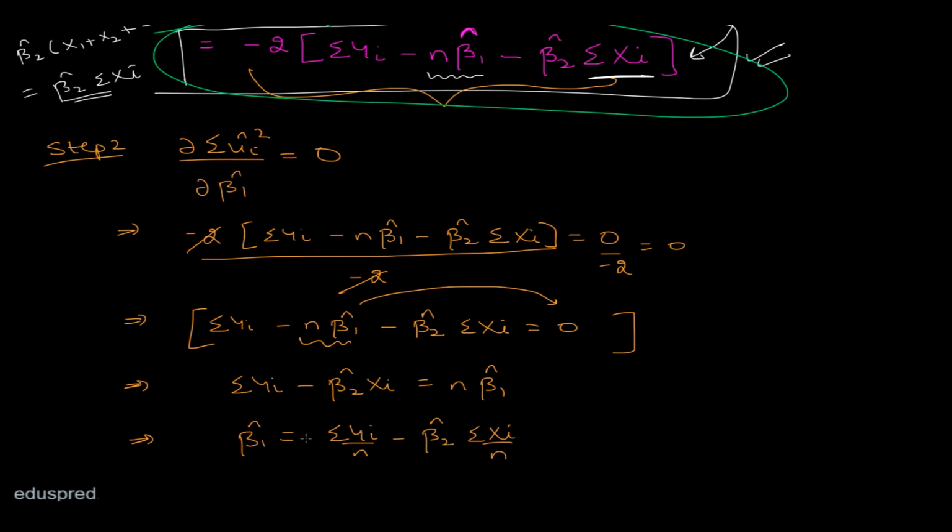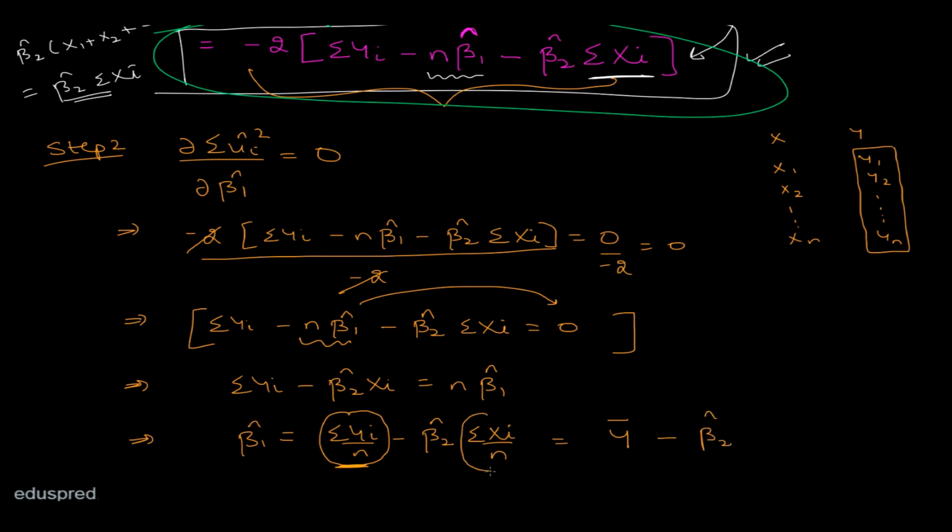Now try to imagine what this summation of yi divided by n is. So basically once again in your sample data, you had values from x1 to xn and y1 to yn. So y1, y2 till yn. So summation of yi means the sum of all of these y values, and if you divide by n, which is the sample size, that means you are finding the sample mean of y values. So instead of this summation of yi divided by n, I can write y bar, which is actually the notation for the sample mean of y, minus beta 2 hat.